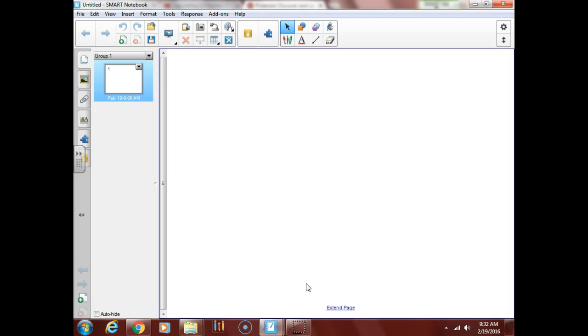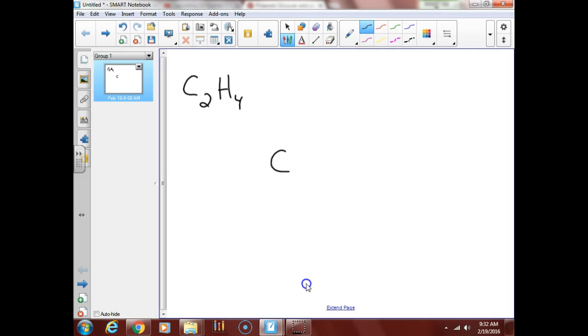Let's see, the first one, let's look at something like C2H4. Now, where does hydrogen always go when you write a Lewis structure? On the outside. Where does carbon always go? In the middle. So let's go ahead and line these up. You're going to put your carbons in the middle. Hydrogens go on the outside of each carbon.